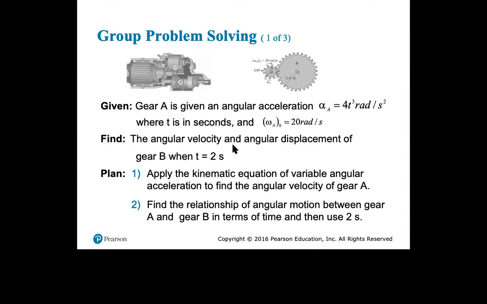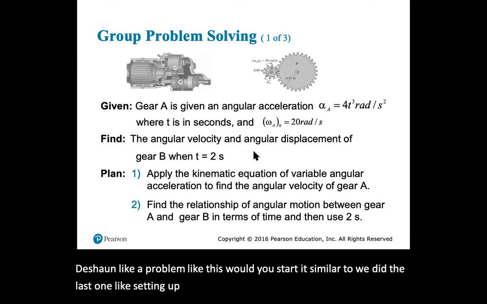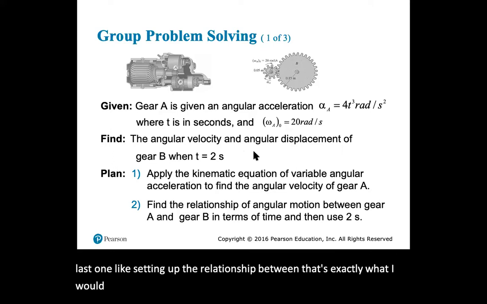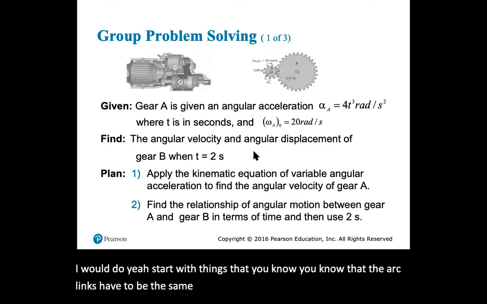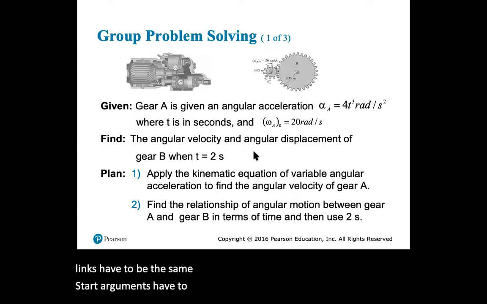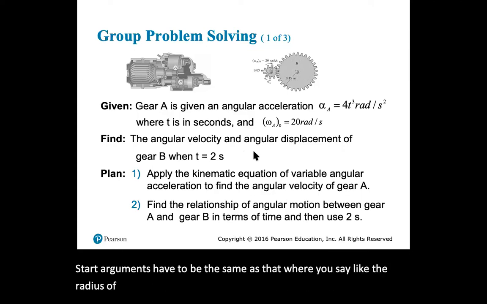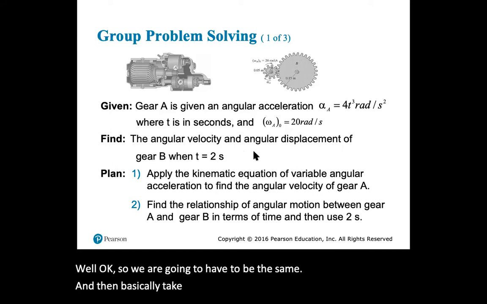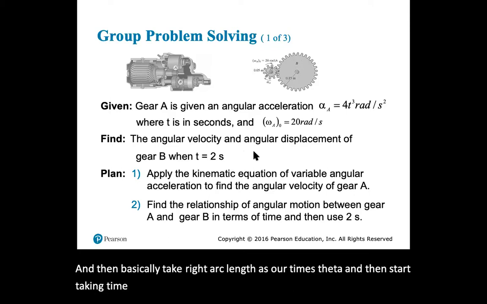So Sean, for a problem like this, would you start it similar to the last one, like setting up the relationship between them? That's exactly what I would do. Start with things that you know. You know that the arc lengths have to be the same. Is that where you say the radius of A times the omega of A equals, like, negative? Okay. So the arc lengths have to be the same. And then basically write arc length as r times theta, and then start taking time derivatives. But because the radii are constant, that's how I would do it.